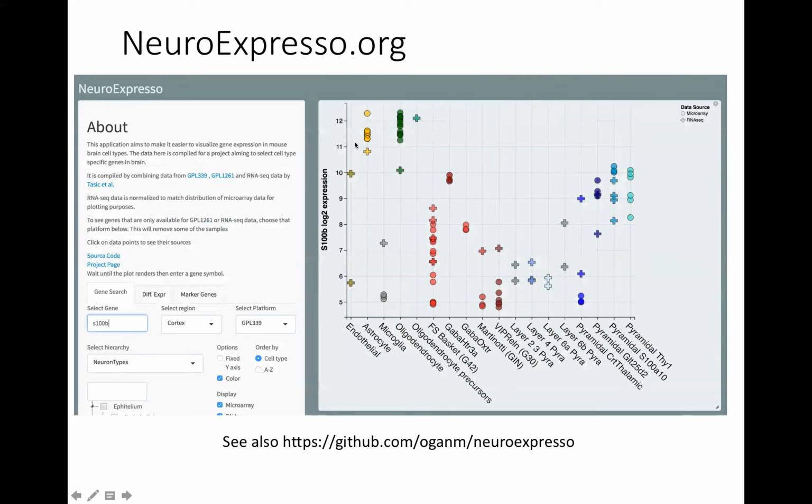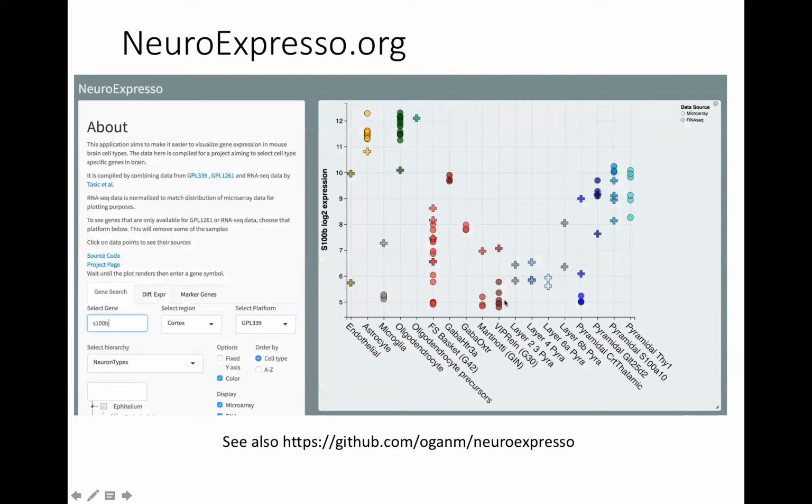And each point here reflects the measurement of this gene in one cell type in one study. The circles are for microarray studies, the pluses are for RNA-seq. And so you can see the degree to which the gene varies across the studies, whether the gene looks like it's relatively specific or not, or whether it's expressed in a given cell type or not.